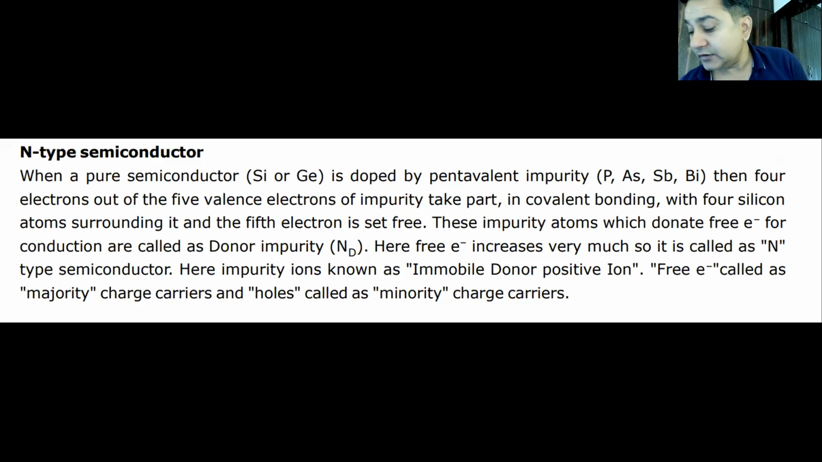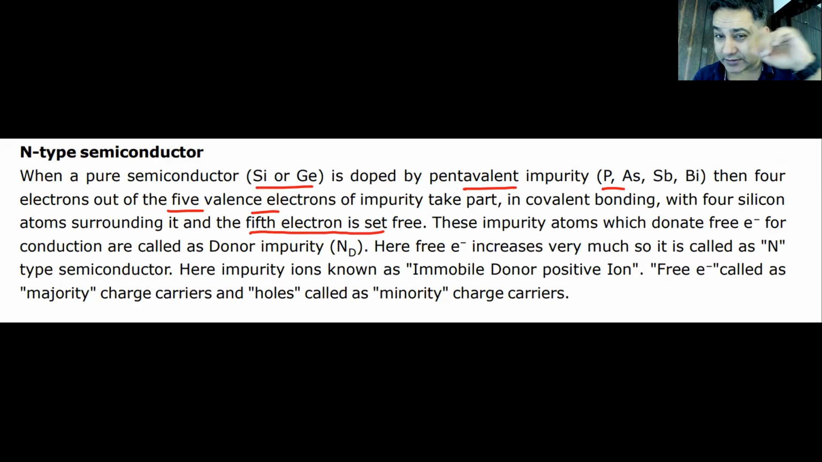N-type semiconductor. I will add a pentavalent impurity. It has 5 valence electrons. The 5th electron is set free. So 1 electron is extra. Do we understand this? Because of 1 extra electron, it will be known as N-type. Do we understand this?